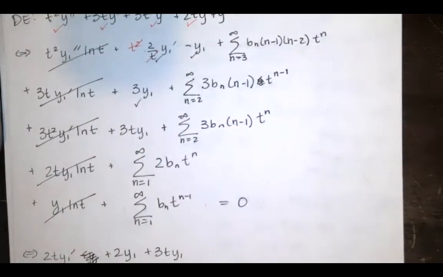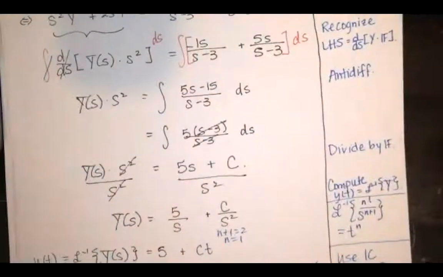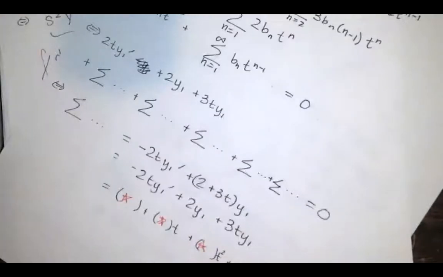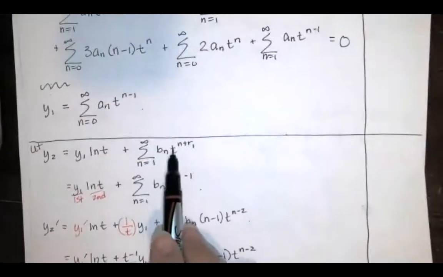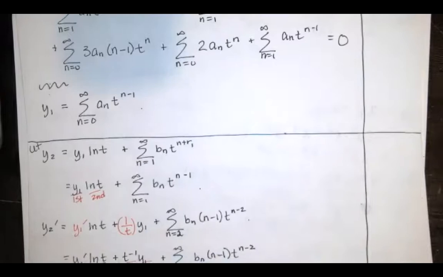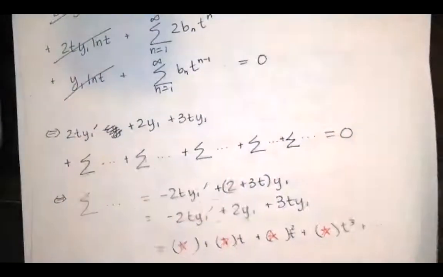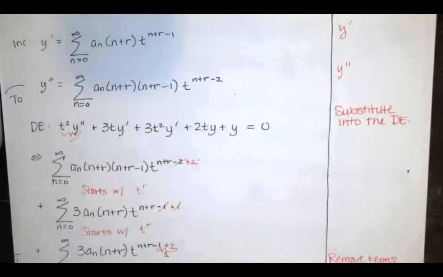And once you have the b sub n's, we want the first 5 non-zero terms of those b sub n's. You can substitute that here, and that's going to give you your y sub 2. Okay, so that is how we handle that second case.